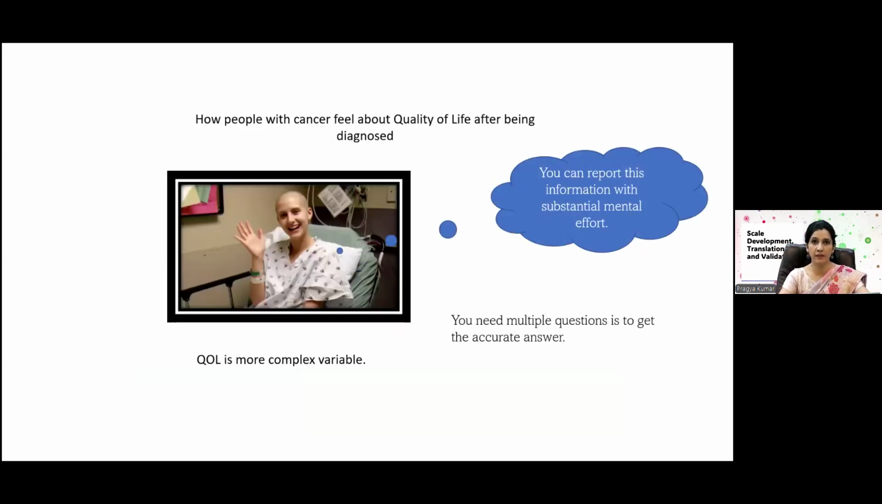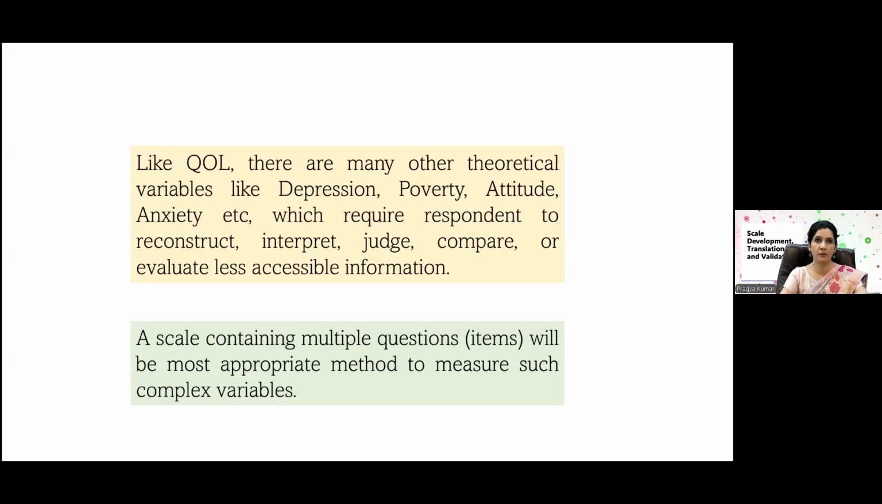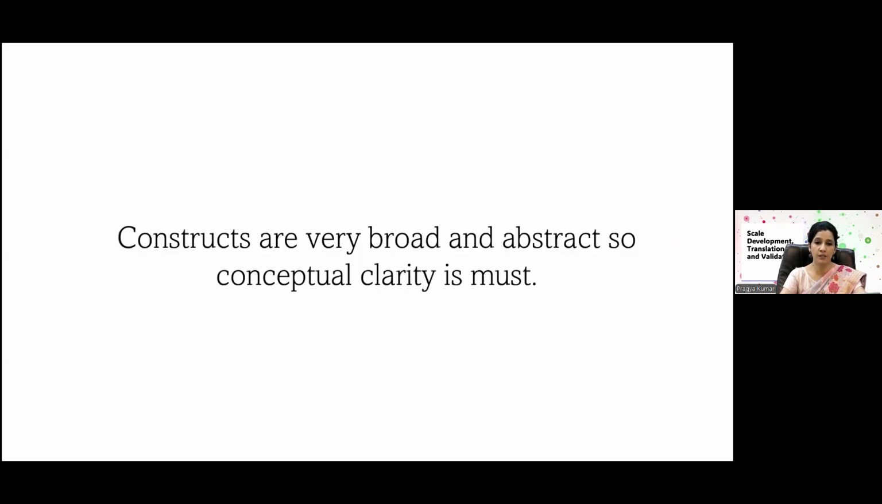But if I ask about this girl, who is a post-surgical and post-radiotherapy case of cancer, regarding her quality of life, then I need multiple questions to assess the quality of life. I cannot ask a single question like what is your age and judge that. Like quality of life, there are many other theoretical variables like depression, poverty, attitude, anxiety, and a scale basically contains multiple items which are used to measure such complex variables.